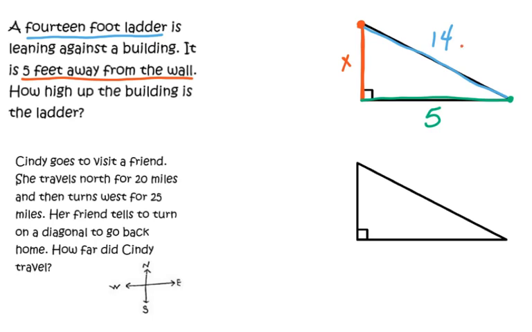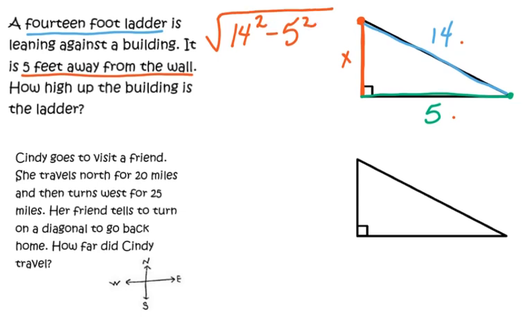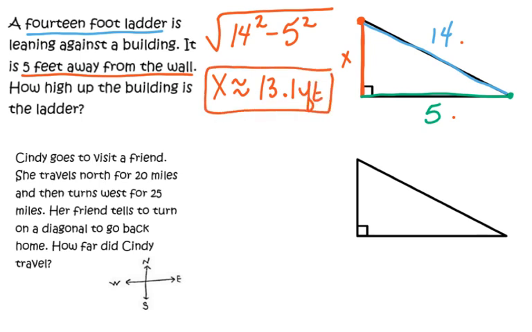So I have a hypotenuse and a leg, so we're going to square root the hypotenuse squared minus the leg squared. And so again, if you type this into your calculator, the square root of 14 squared minus 5 squared, you're going to get that x is approximately 13.1 feet.